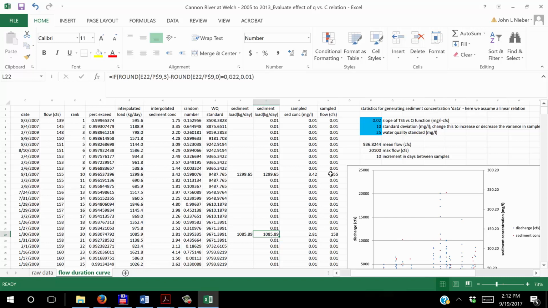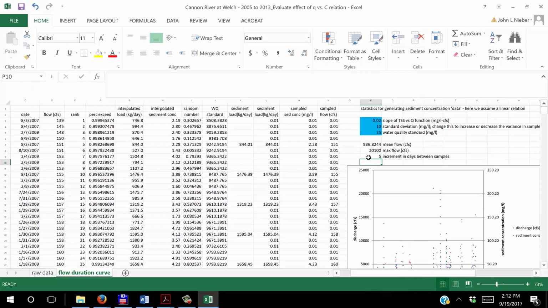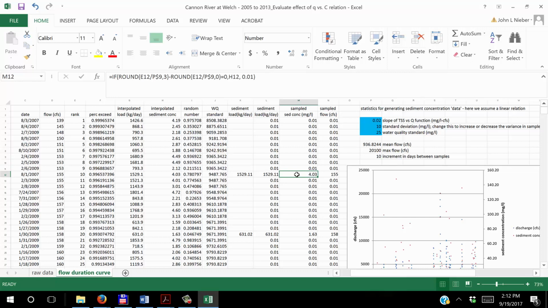choose an increment of 10 days between samples, and that can be modified right here in the spreadsheet. If I change this to 5, I get a value every 5 days. If I change it to 20, I get a value every 20 days. Right. So we'll go back and leave it with 10. All right, so these sample values that you see here are randomly generated. You see the 4.013 here. The actual generated value of the sediment is given here. And I'll explain now how that is calculated.